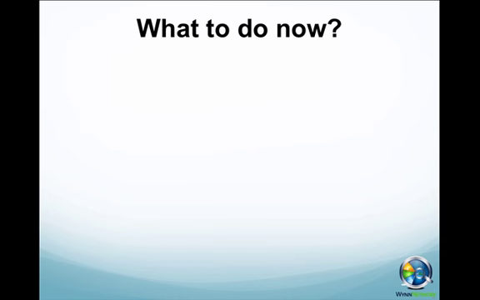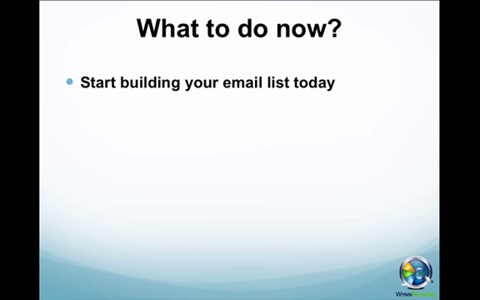So what should you do now? Well, you need to start building your email list today. You need to get busy. You need to have somebody in the office take whatever data you have, put it on an Excel spreadsheet, and get started. You need to get an opt-in box. And as I said earlier, you can get an opt-in box for free and pay somebody $50 to install it. These are not complicated things. These are very simple tasks.